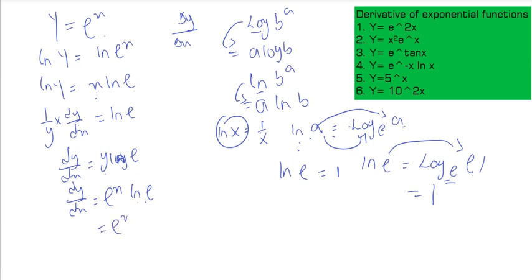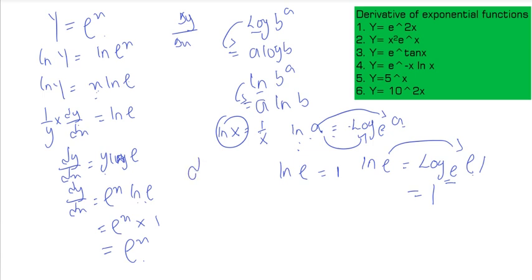So we can say e to the power of x times 1, and this is going to give us e to the power of x, right? So whenever they ask you to find the derivative of e to the power of x, it is just still going to be e to the power of x. But this is how to get it. So we have proved that it is actually e to the power of x, right?